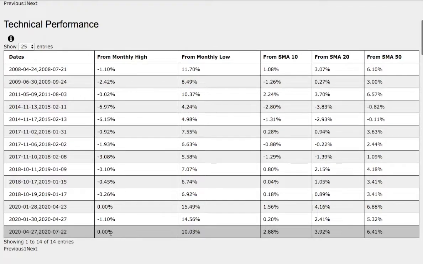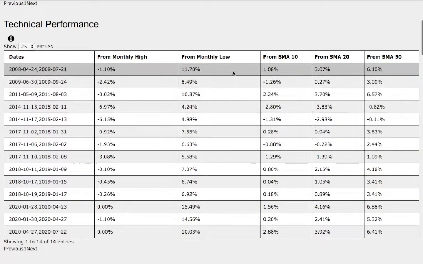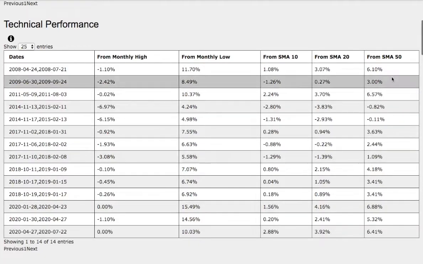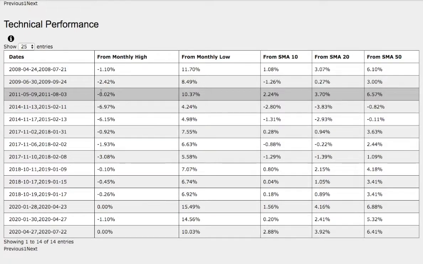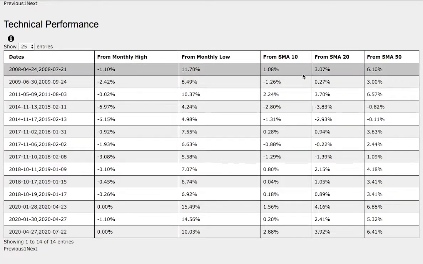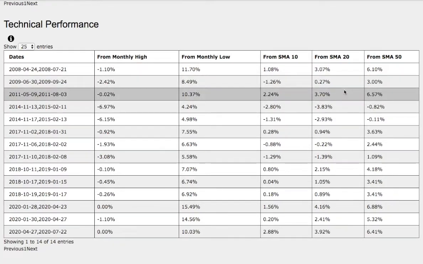On the current trend, we're 0% away from monthly high, up 10% from monthly low, up 3% from 10 simple moving average, up 4% from 20-day simple moving average, and up 6.4% from 50-day simple moving average. Compare that to the trend that we just found back in May 9th to August 3rd, 2011: 2 basis points away from monthly high, up 10% from monthly low, up 2% from 10 simple moving average, up 4% from 20-day simple moving average, and up 6.6% from 50-day simple moving average. So among the two trends, there are technical similarities.